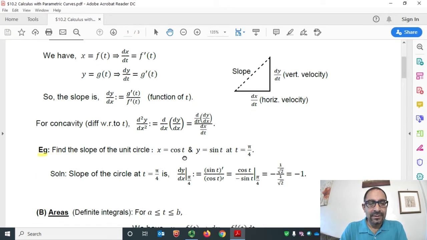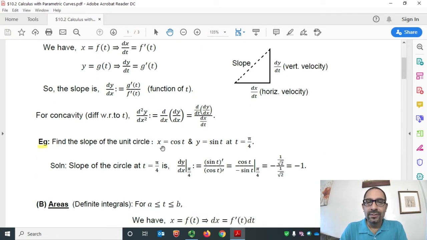Quick example. Find the slope of the unit circle x equals cosine t and y equals sine t at t equals pi/4. Solution. The slope of the circle at t equals pi/4 is dy/dx evaluated at t equals pi/4. So use this formula. g prime(t) means y prime, f prime(t) means x prime. That means derivative of sine t over derivative of cosine t.